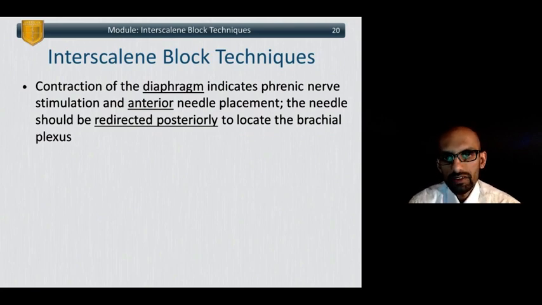And that's exactly what this slide explains. If you redirect it too posteriorly, you can be in the territory of the accessory nerve, in which case the trapezius muscle will start to contract. You'll get sort of a shoulder shrug movement of the patient. And that's how you know you're way too posterior.